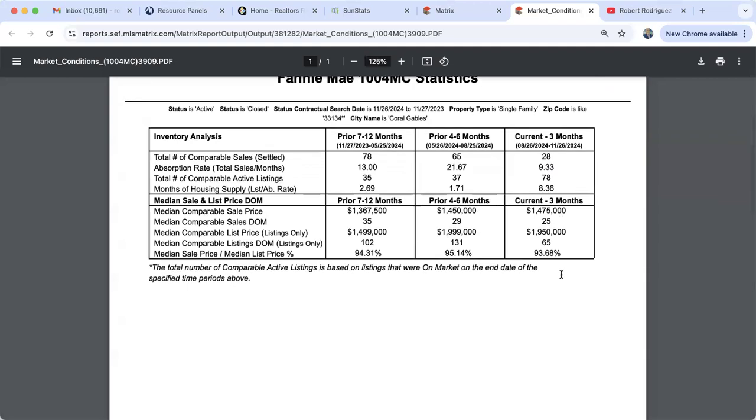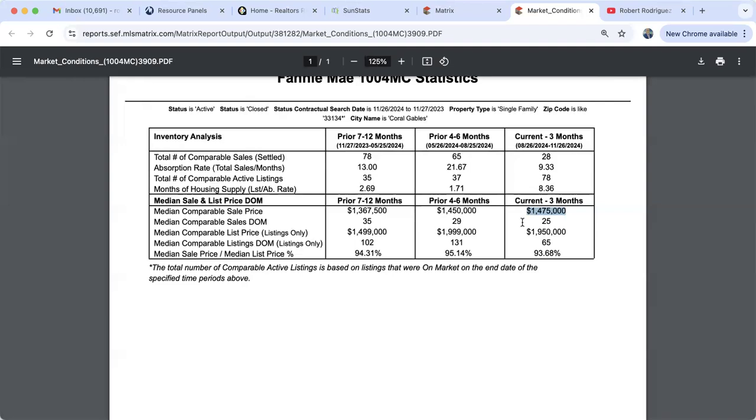However, the prices are not reflecting that. Look at the prices. This is the median comparable sales price. So the sales price of all 28 properties, the median price is 1,475,000. Compare that to the rest of the year, and you'll see that the price definitely has increased. Even though we have less sales and more inventory, the price has increased.